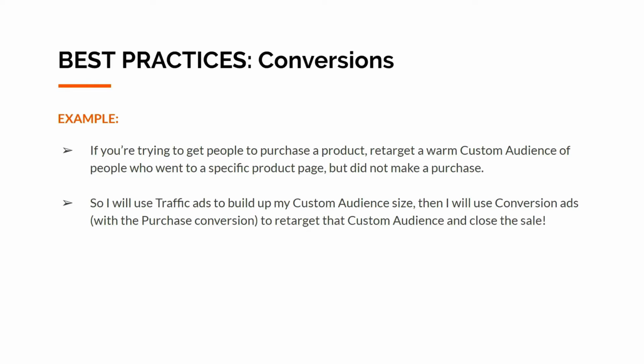So some example best practices for conversion ads. If you're trying to get people to purchase a product, retarget a warm custom audience of people who went to a specific product page but did not make a purchase. So I will use traffic ads to build up my custom audience size, then I will use conversion ads with the purchase conversion set to retarget that custom audience and close the sale.